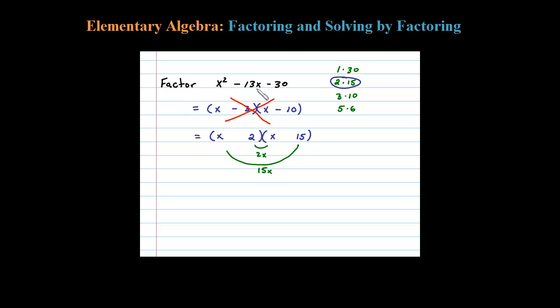2x and 15x adds up to negative 13 if the 15 is negative and the 2 is positive. Okay, 2x minus 15x is negative 13x. Okay, so this tells me the 2 better be positive and the 15 better be negative. Now let's check: 2 times negative 15 is negative 30.